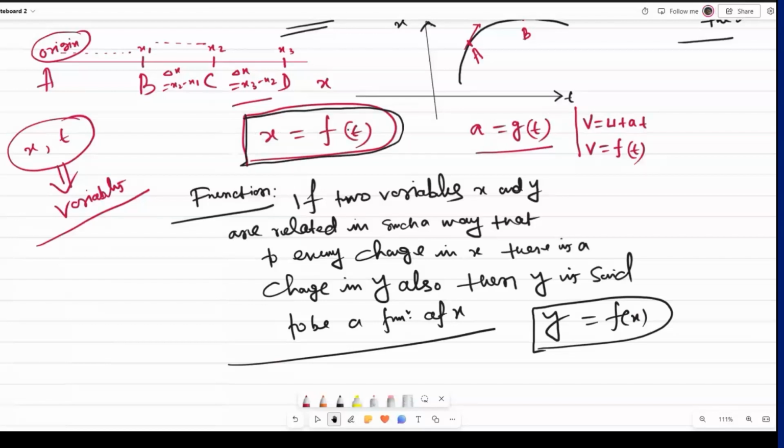Here x is the independent variable and y is the dependent one. Dependent on what? Dependent on the independent variable.